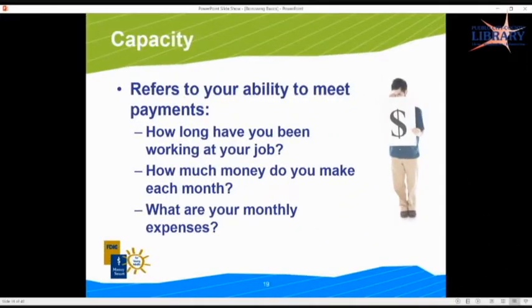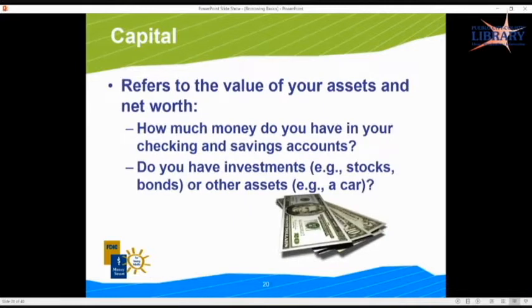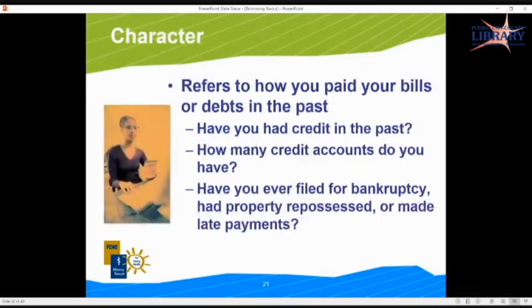Another item they're going to look at is your character. And this refers to how you paid your bills or debts in the past. So have you had credit in the past? How many credit accounts do you have? And we'll talk about that today too. You should really limit the number of credit accounts that you have. Have you ever filed for bankruptcy, had property repossessed, or made late payments? Character is a huge piece that the lender will look at to make sure that you are a good risk to the lender to make that loan.